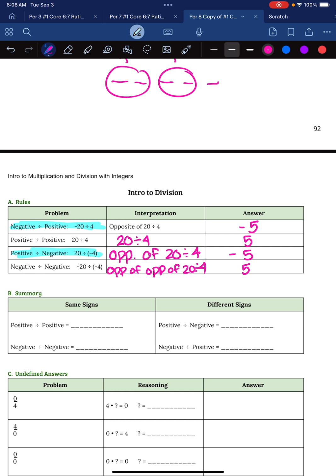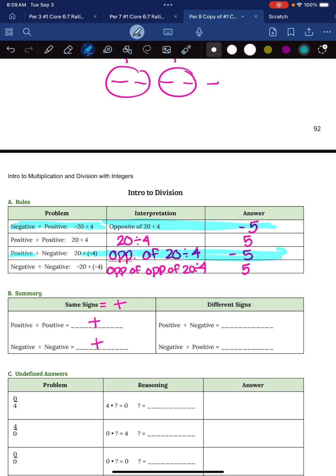So the rules are exactly the same. For multiplication and for division, if you have same sign, it's going to be positive. If you have different sign, it's going to be negative. I've already highlighted the 2 examples that had different signs. I'm going to finish highlighting those. The ones without the highlight are the same sign examples, positive divided by positive and negative divided by negative. So both of those ended up with positive answers. So same sign equals positive, just like multiplication.